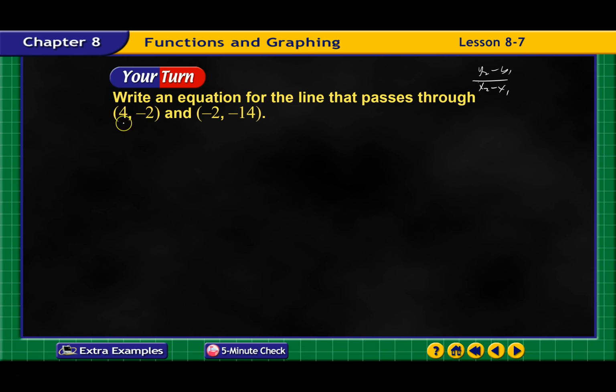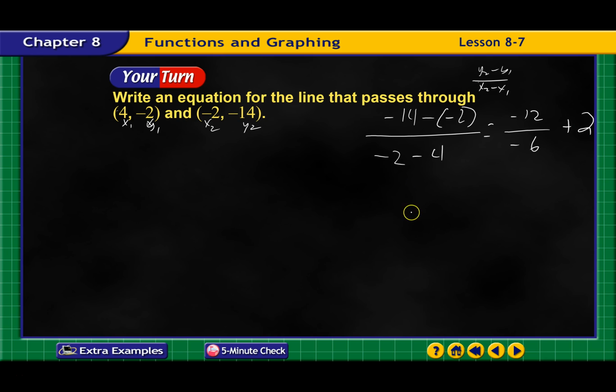All right, so I'm just going to label them over here. Let's call this one x1, y1. Let's go x2, y2. So I'd have -14 minus 2, minus a -2, and a -2 minus 4. So that would go +2, so that's going to go to -12 over a -6, which will make that a +2. That will be my slope. I need to find my y-intercept.